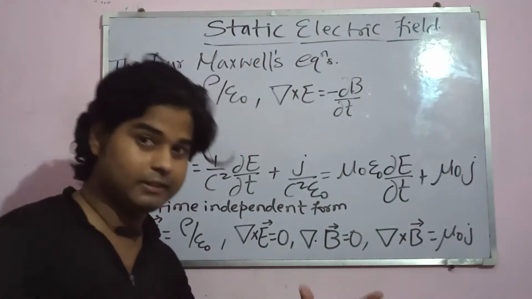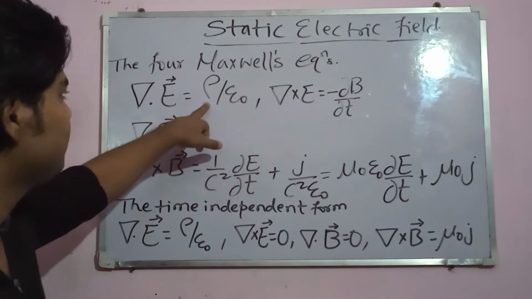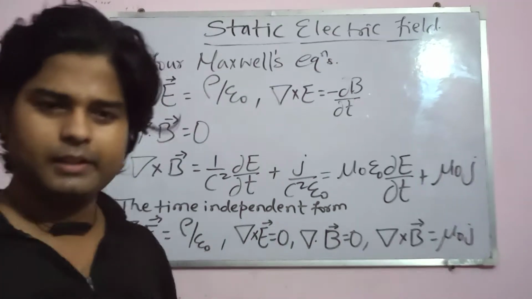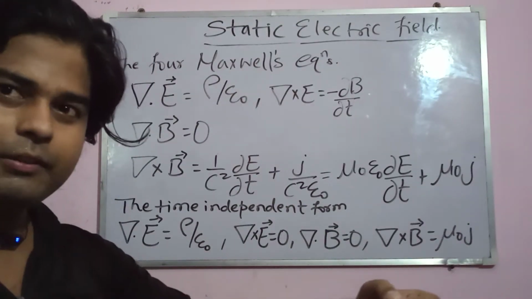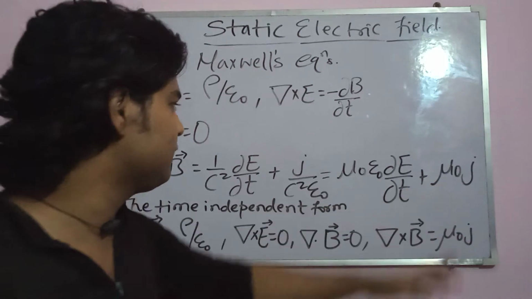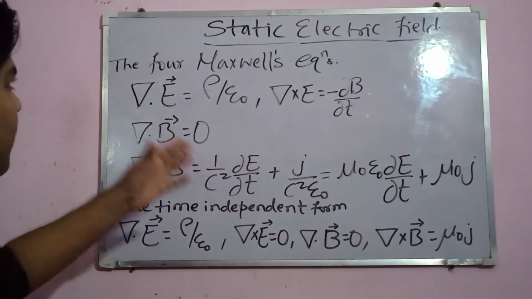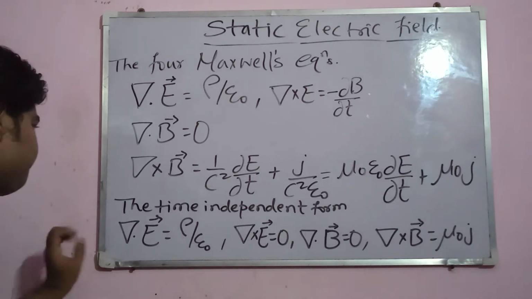J is the current density here. Rho is the charge density, total charge by total volume. J is the current density: the current flowing through a conductor divided by its cross-sectional area. These are the four important Maxwell's equations that are very, very important in electromagnetism.